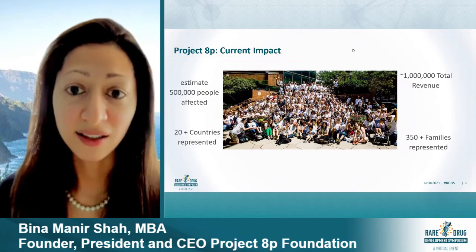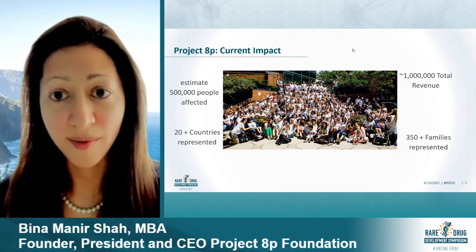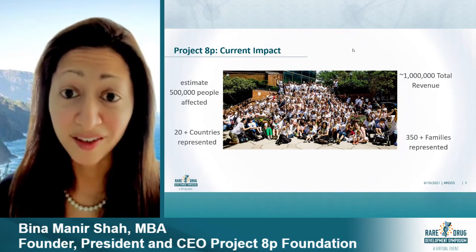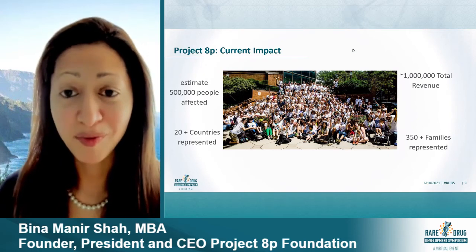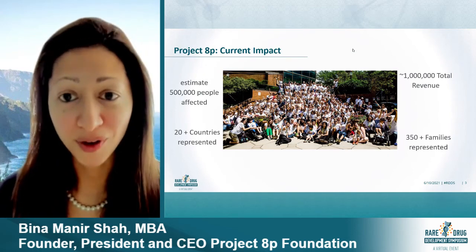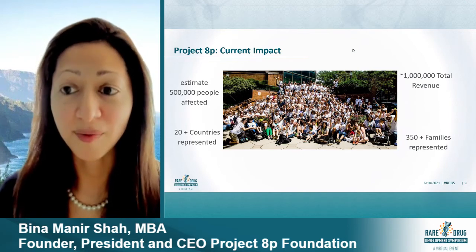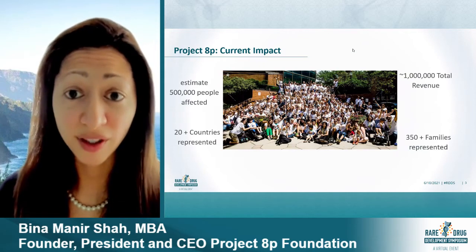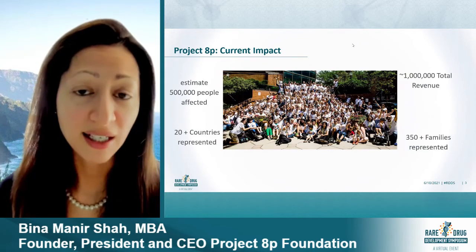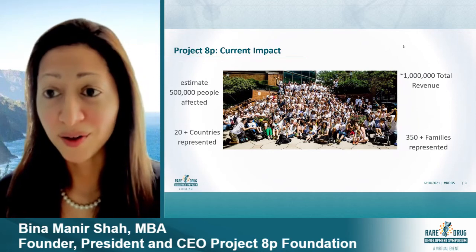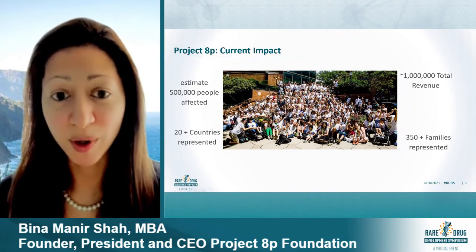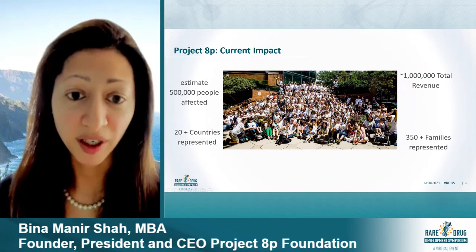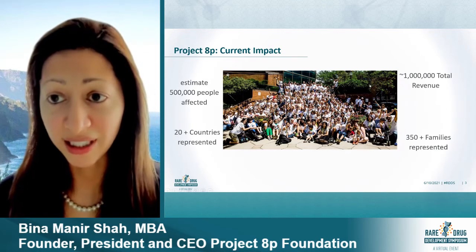And based on the literature, there is an estimated 500,000 people affected. We have identified 350 people affected. I'm sure most of those are undiagnosed or misdiagnosed. We have achieved close to $1 million in revenue and funds raised, and we're all around the world, over 20 countries represented. And this was our first conference that we had in New York, where 63 families flew from all over the world, and there were 250 attendees.